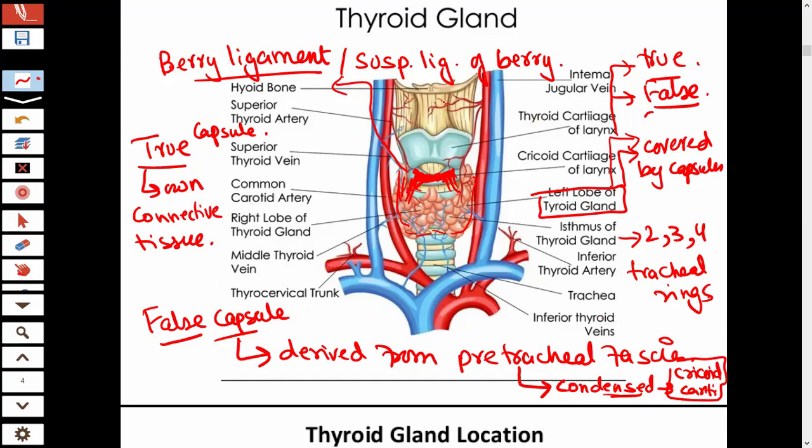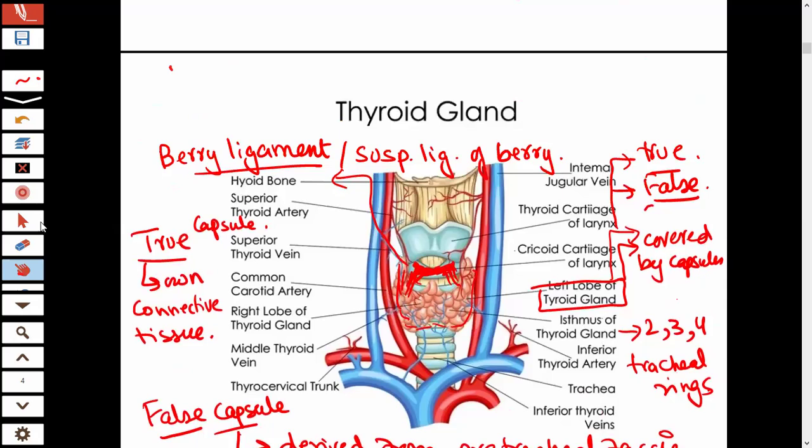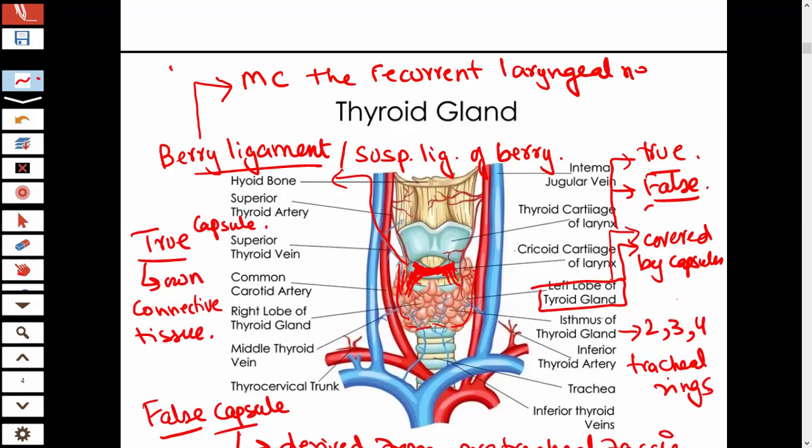Now when this attaches to the cricoid cartilage, then it is going to form a ligament known as suspensory ligament or Berry's ligament. Now you can ask me here one question, sir, why is this Berry ligament important? So please remember surgically why it is important, because most commonly the recurrent laryngeal nerve can be damaged near this ligament.